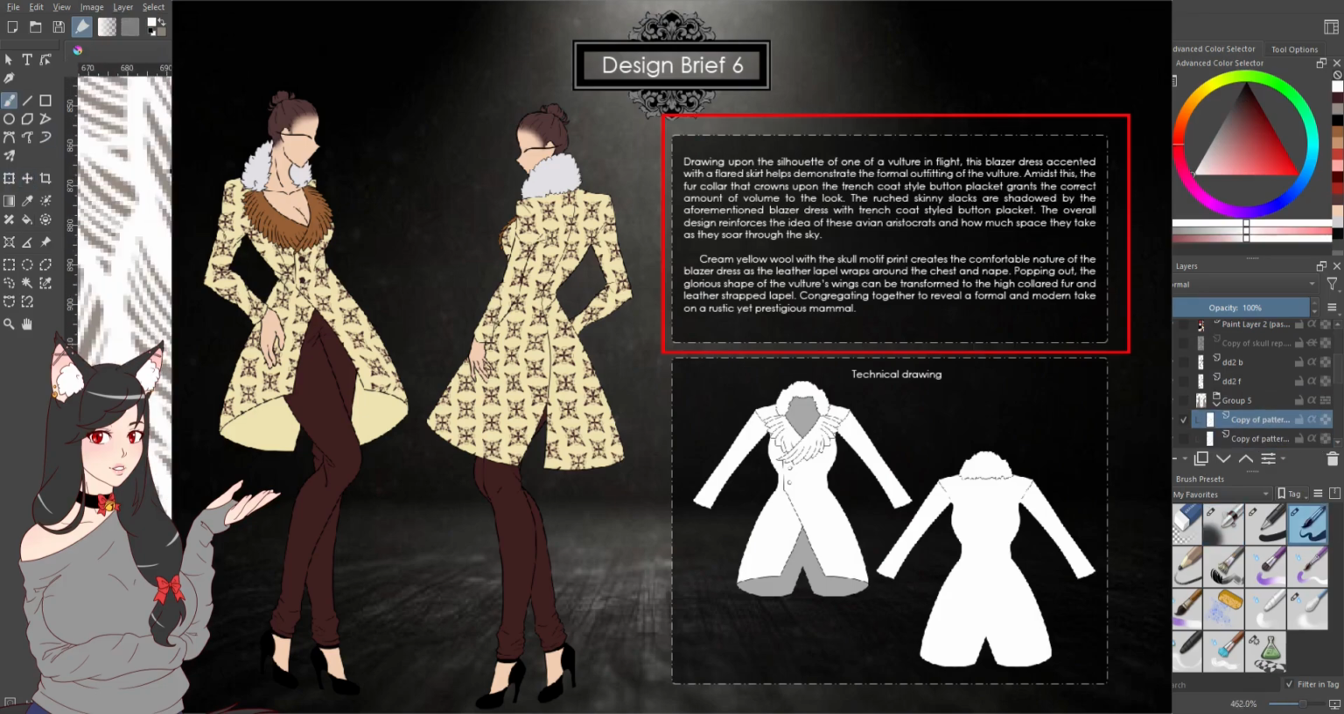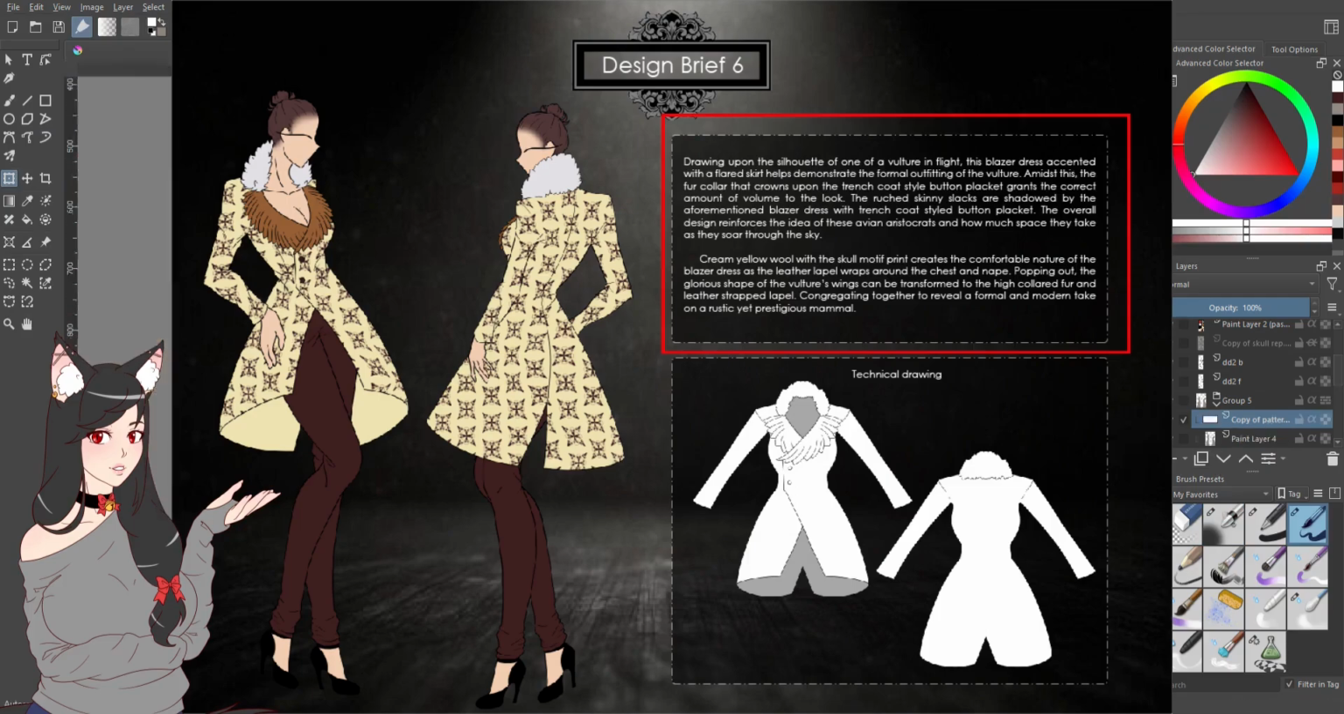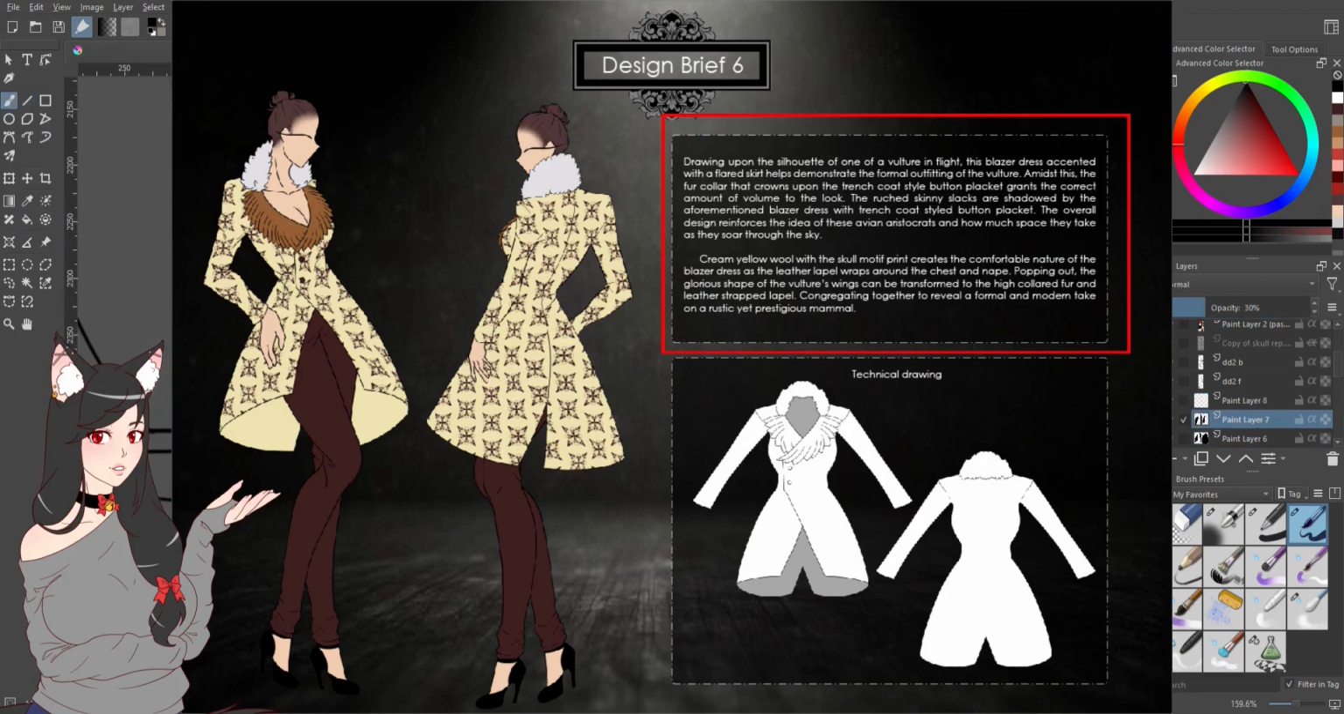Cream yellow wool with the skull motif print creates the comfortable nature of the blazer dress as the leather lapel wraps around the chest and nape. Popping out the glorious shape of the vulture's wings can be transformed into the high-collared fur and leather strap lapel, congregating together to reveal a formal and modern take on a rustic yet prestigious mammal.